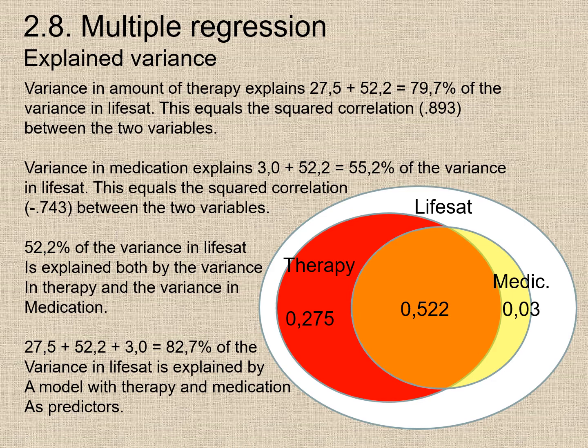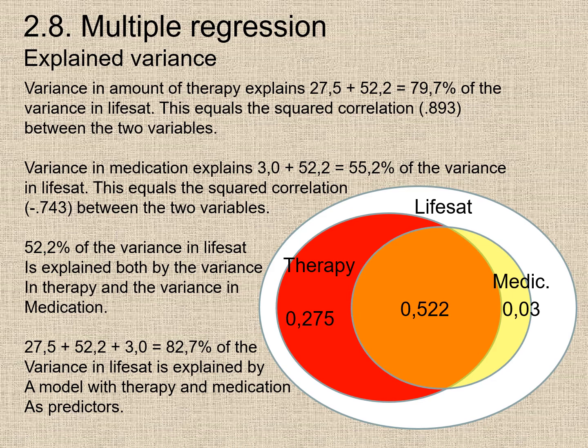The 79.7% explained variance for therapy, it's the same as the correlation between life satisfaction and therapy squared. 55.2% explained variance. 55.2% of the variance in life satisfaction can be explained by medicine, and that's the same as the correlation between those two variables squared.